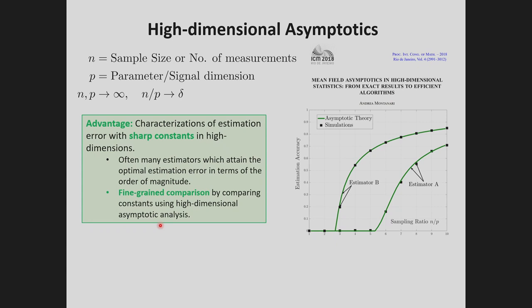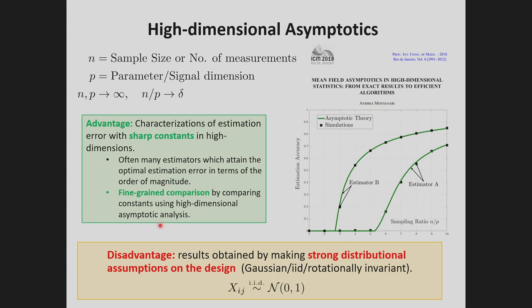If you read papers in this area, you will often see figures like this, where people plot the theorems they prove, which are the green curves, with the empirical simulations that they do, which are the black dots. The point that people are trying to make is that in this asymptotic, you're not getting coarse performance bounds. You're exactly describing the performance of the estimator, including the sharp constants.